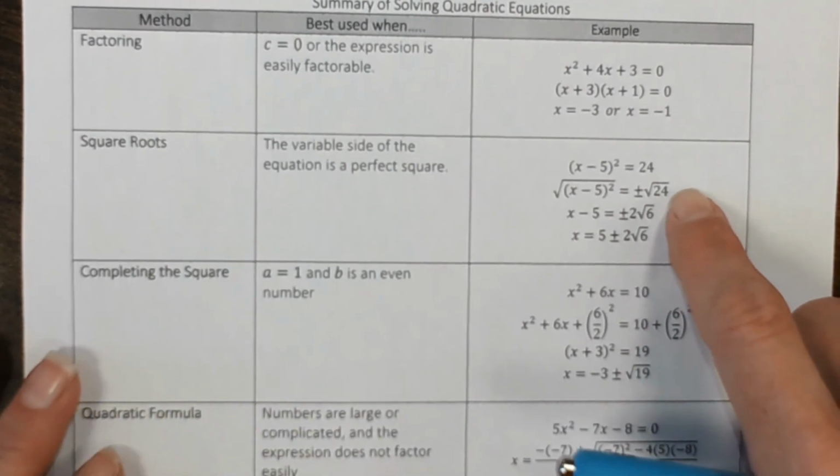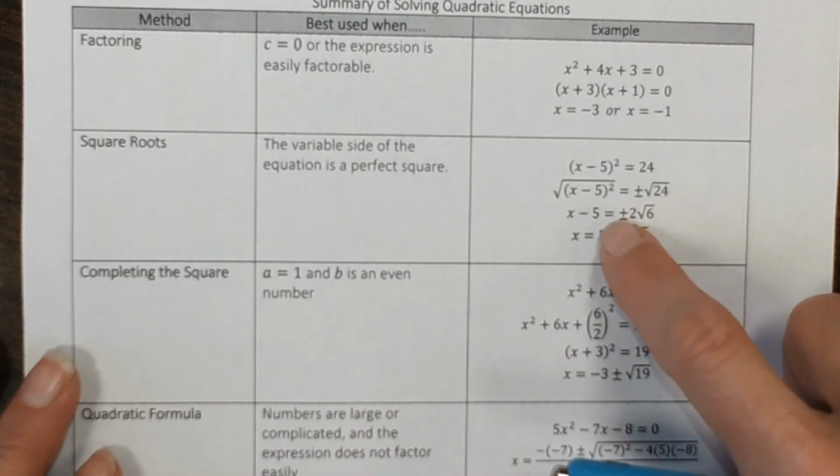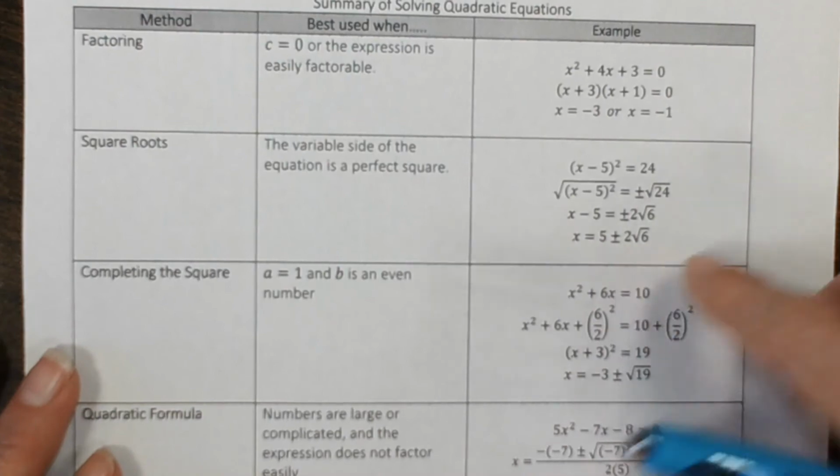Like in this case, we see that 24 is a 4 and a 6. So the square root of 4 is 2, and then that 6 just stays under the root. And then we bring our 5 over.